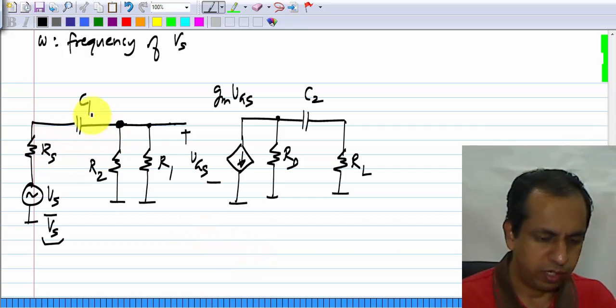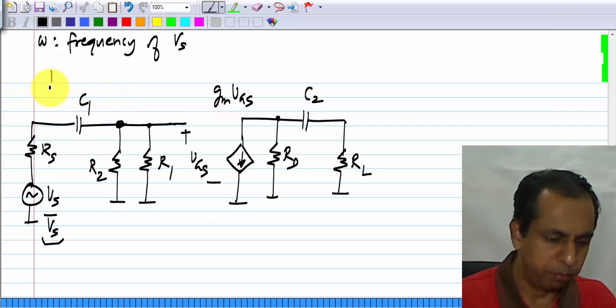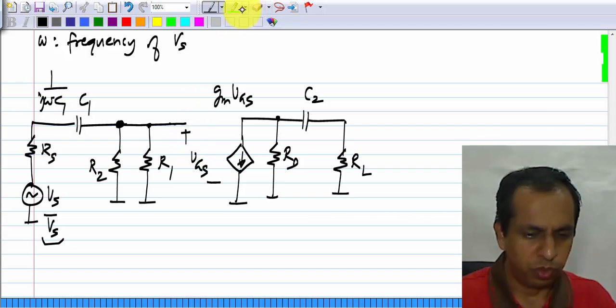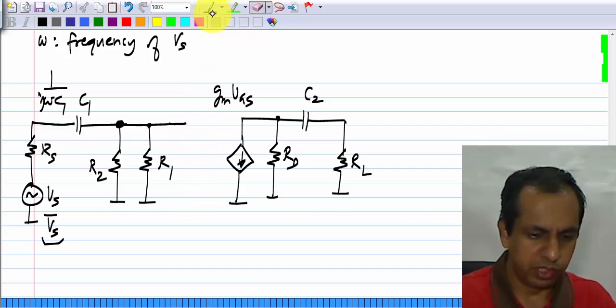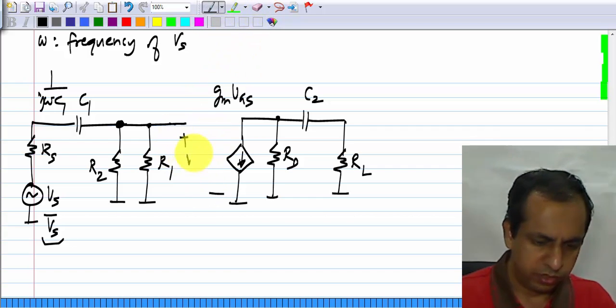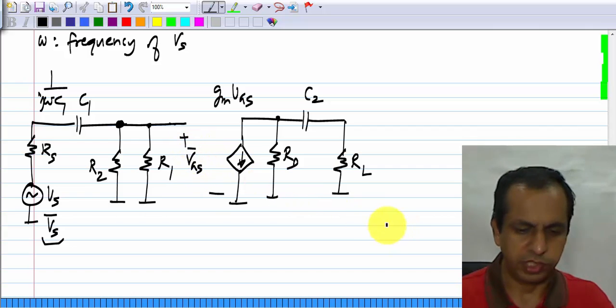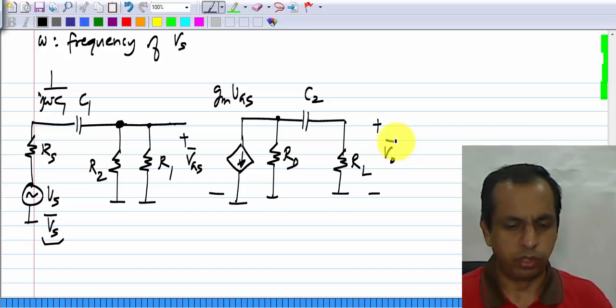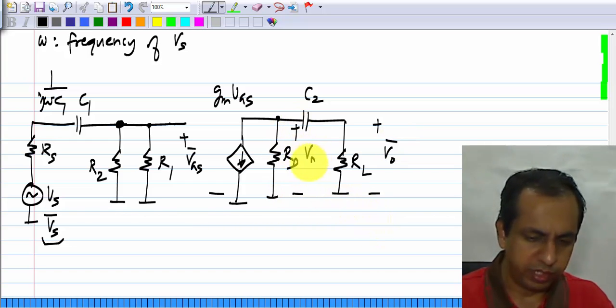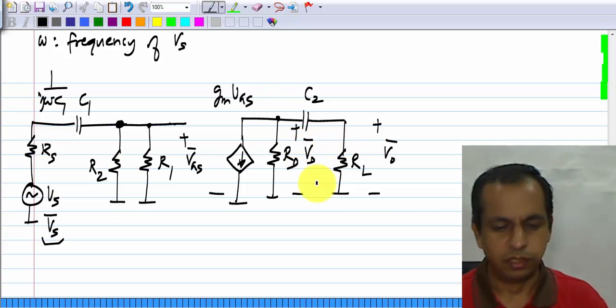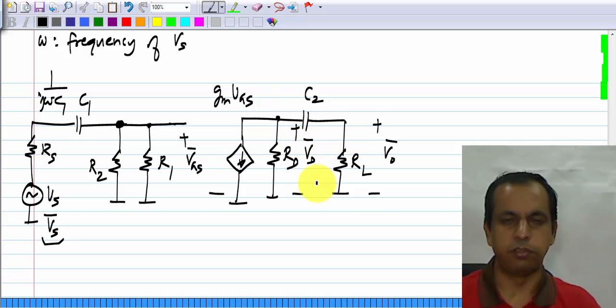And we have Rs. The C1 will be an impedance 1 by j omega C1, and this voltage here, Vgs, again I will represent it as a phasor. The output voltage here is Vo, and we will also need this voltage later, and I will call that Vd. So, that is the incremental drain voltage phasor, or the voltage between drain and source.